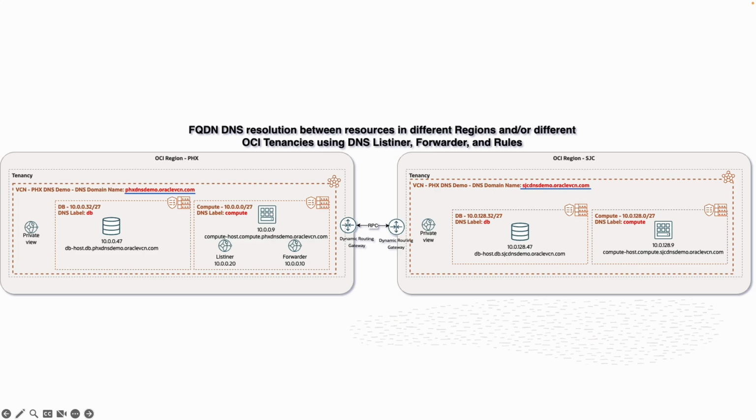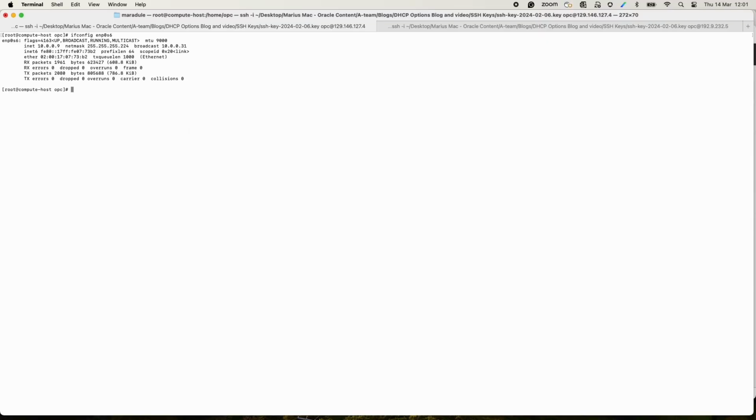In each VCN, I have two subnets with their own DNS label. I have a host in each subnet with an FQDN formed from the VCN DNS domain name, subnet label, and host name. I have also configured a DNS listener and a forwarder in the Phoenix region. Before making any changes, I verify the response on all hosts' FQDN using nslookup.